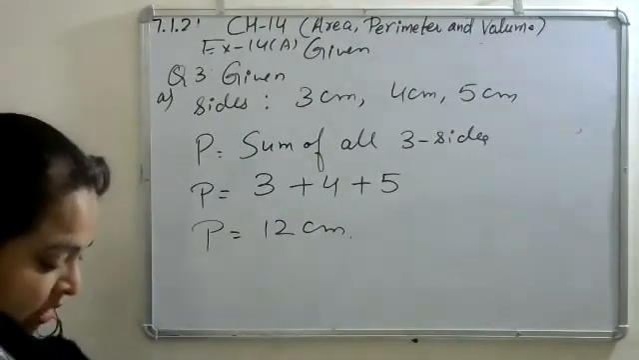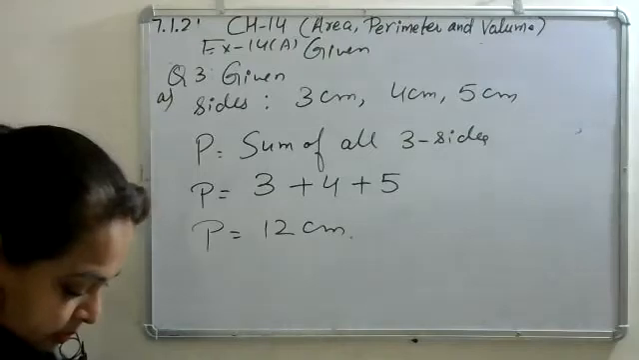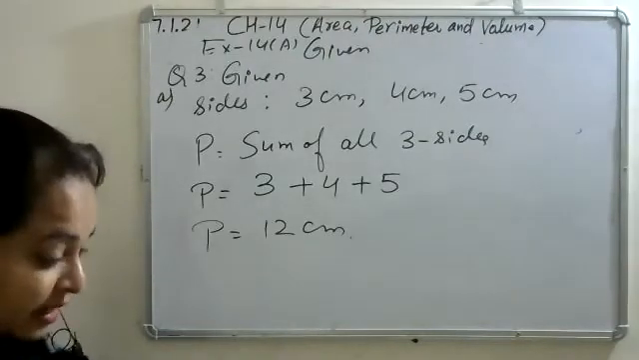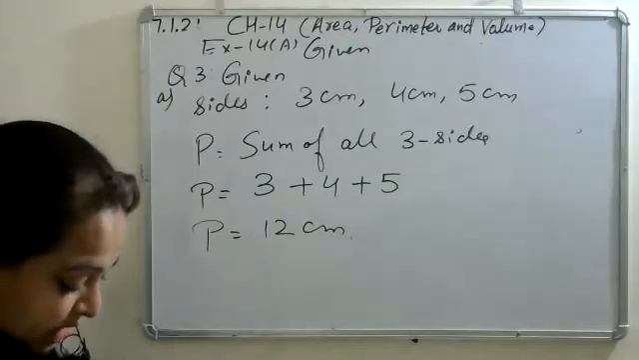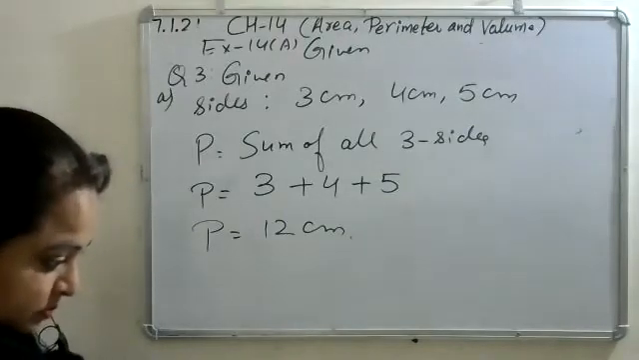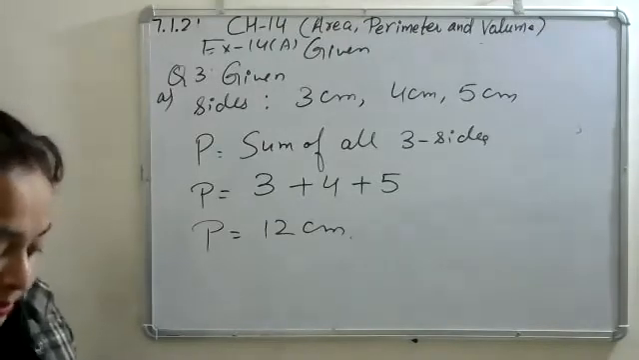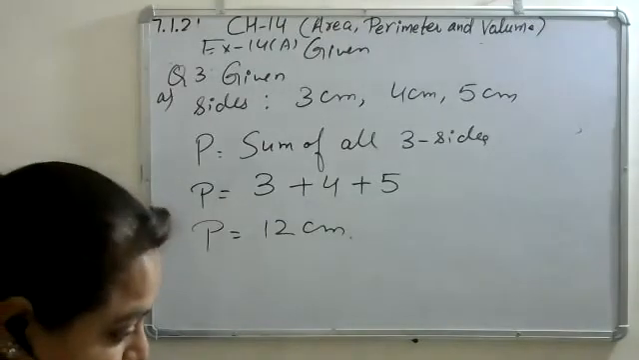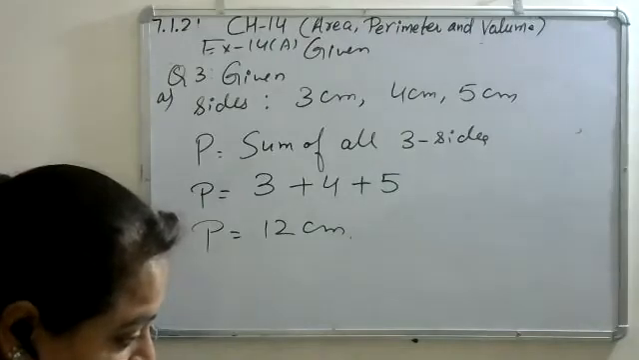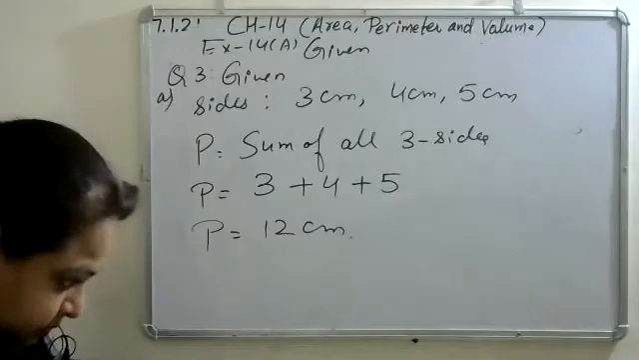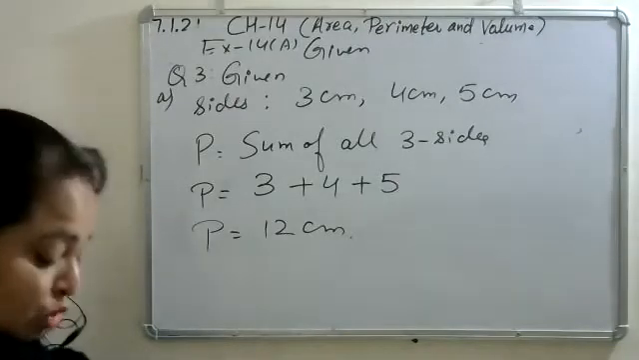Now students, solve C part and write down your result in the chat box. I am waiting. Solve C part. Bhumika, unmute yourself. Yes, ma'am. What is the first step to solve the C part?